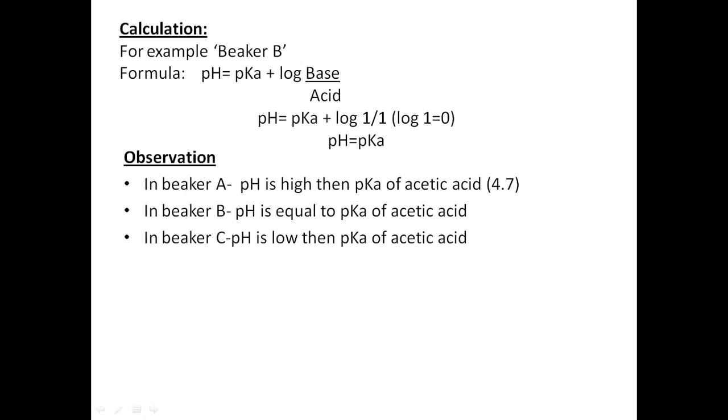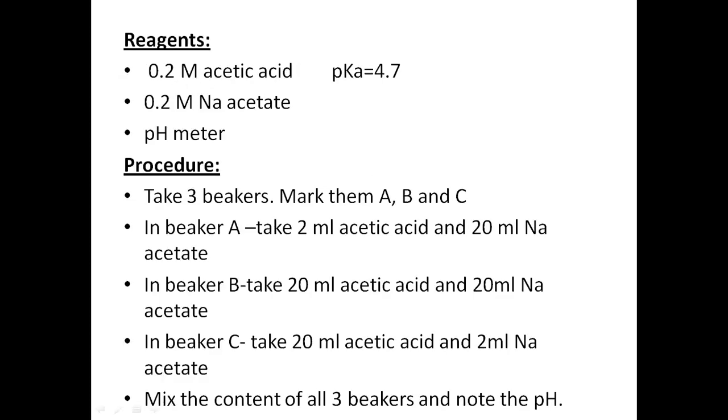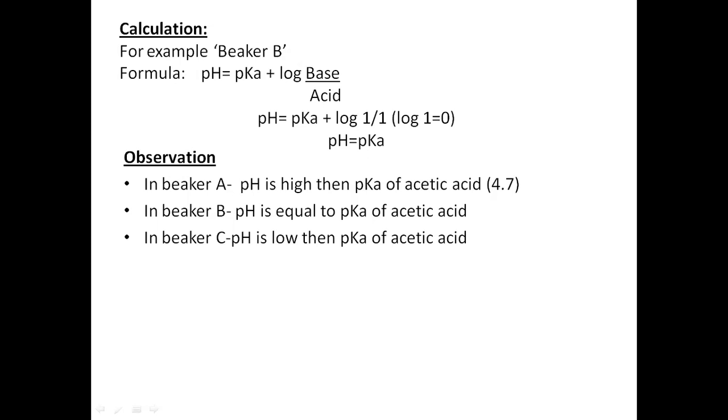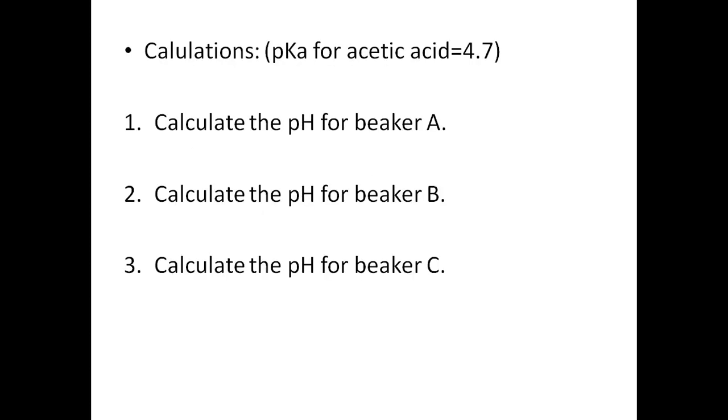Okay, so for beaker A, the pH would be high because there was more sodium acetate. In beaker B, as we already calculated, pH will be equal to pKa, which would be 4.7. And in beaker C, pH would be lower than pKa because more acetic acid was added in the beaker. So this was all about the calculation. If you want to calculate the pH for beaker A and beaker C, you're more than welcome.